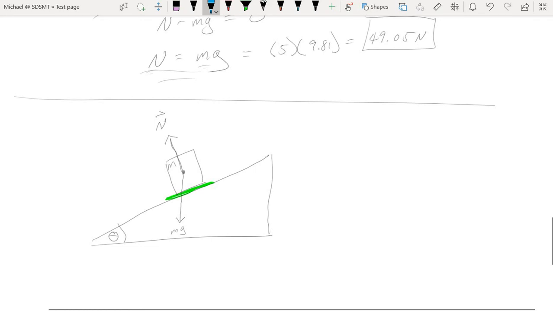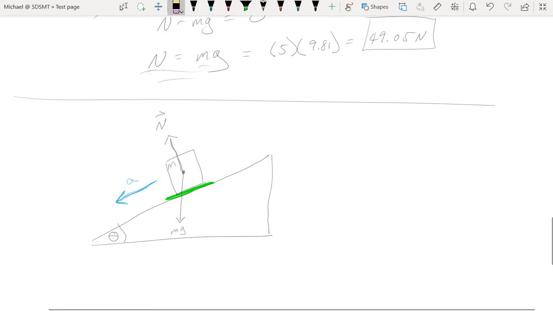If you were to place a box like this onto an inclined plane or a slide, which way would you expect that box to start moving? Which way would you expect it to start accelerating? And the answer to that should be downhill. We should expect this to be the direction of the acceleration for that box.